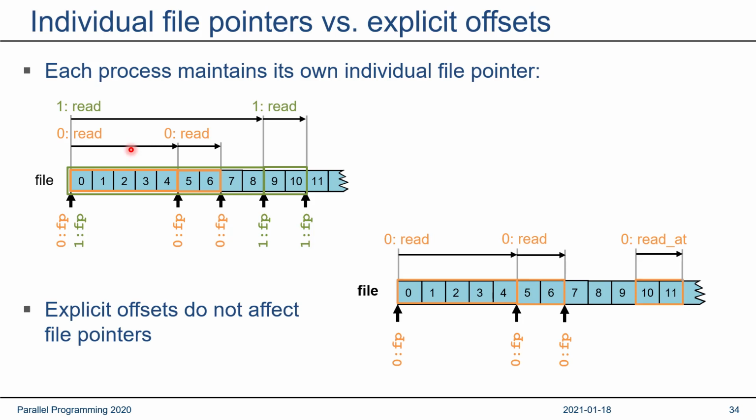Now, explicit offsets deal with offsets that you specify when you do the reading or writing operation. So in this case, we chose to read the file at the beginning using a normal individual file pointer with standard POSIX semantics. So we read the first 5 elements, then the next 2 elements using a normal read operation. And then we choose to read 2 elements starting at offset 10. And this is something that's independent. So I specify an offset at which to read, and then the next read could be a totally different offset.